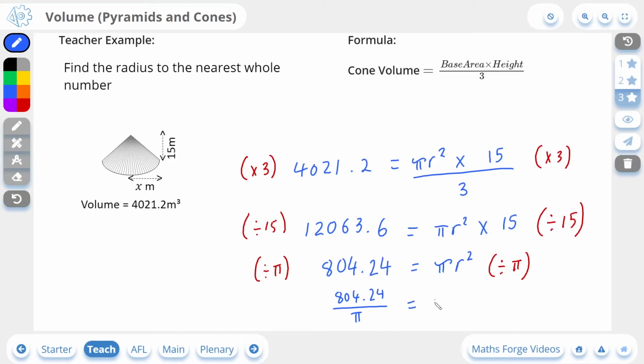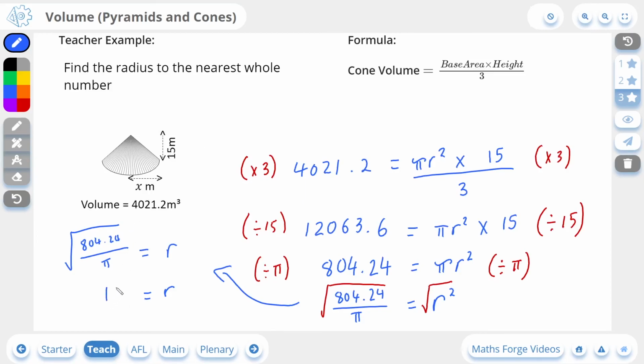This now leaves us with r squared on the right-hand side. The only thing left to do to get r on its own is to get rid of the square. The opposite of squaring is square rooting, so I'm going to square root both sides of this equation. This leaves us with r on the right-hand side, and on the left-hand side, the square root of 804.24 over pi. Putting this into our calculators, we get 15.9999. But they do want the answer to the nearest whole number, so we're going to give them 16.